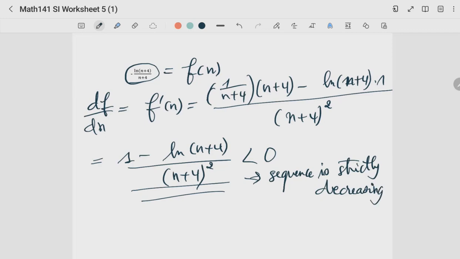And how do we know that? Well, because the numerator is negative and the denominator will always be positive. So you're dividing a negative number by a positive number, and what you get is a negative value, which is less than 0, which means that the sequence is strictly decreasing. Okay, so that's that.